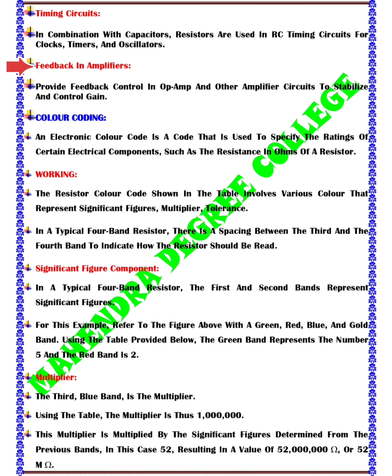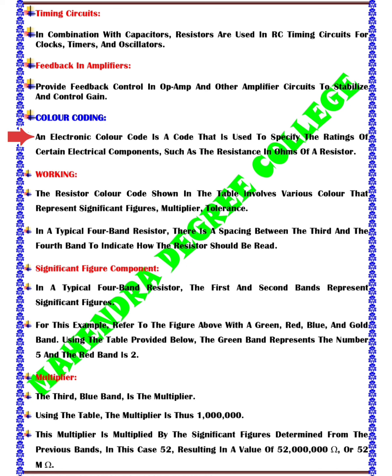Eighth one, feedback in amplifiers. It means in amplifiers, resistors are crucial for feedback, which significantly impacts the circuit's performance. They control gain, stability, and frequency response. Feedback, whether negative or positive, uses a portion of the amplifier's output signal to modify the input, influencing the overall gain and stability. Next, we discuss about the color coding of resistors.